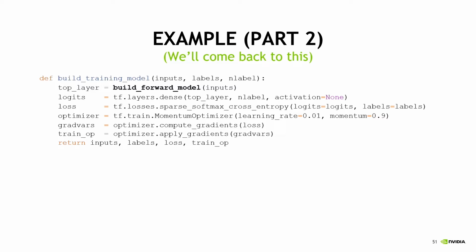And then we're going to build an optimizer, just a simple momentum optimizer. We're going to call the compute gradients function to compute the gradients in here. And then we're going to apply those gradients to generate the training op. And then we're just going to return all these things that we'll use later to actually perform the training.